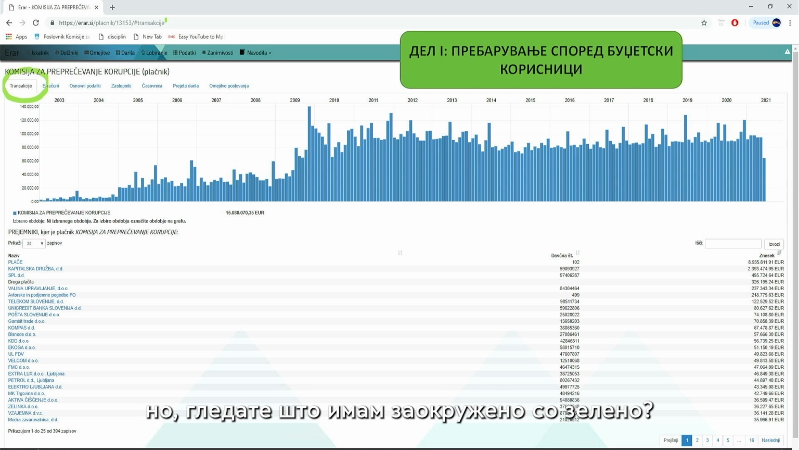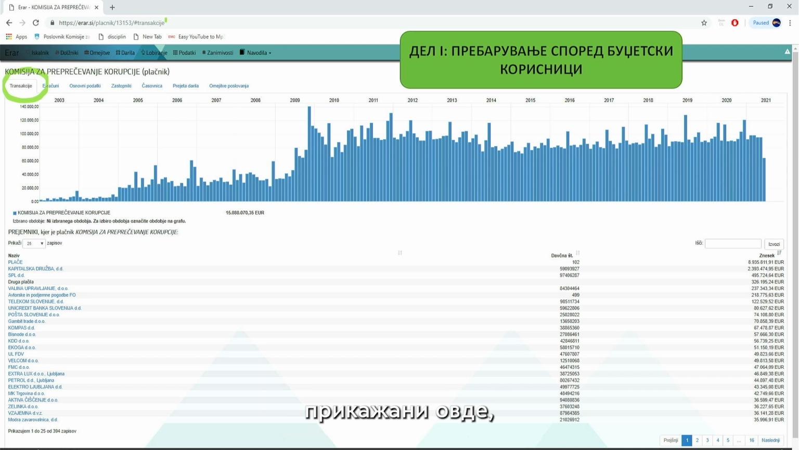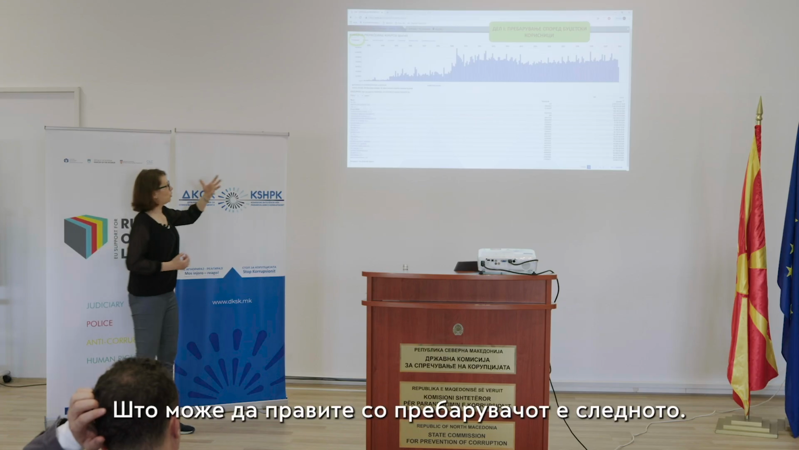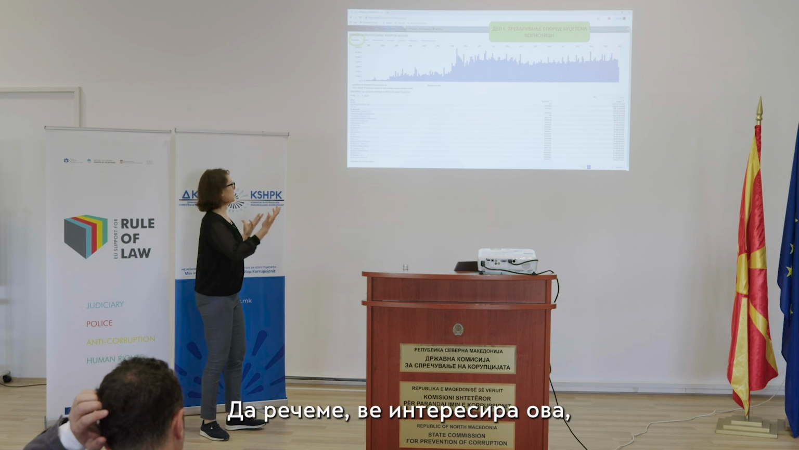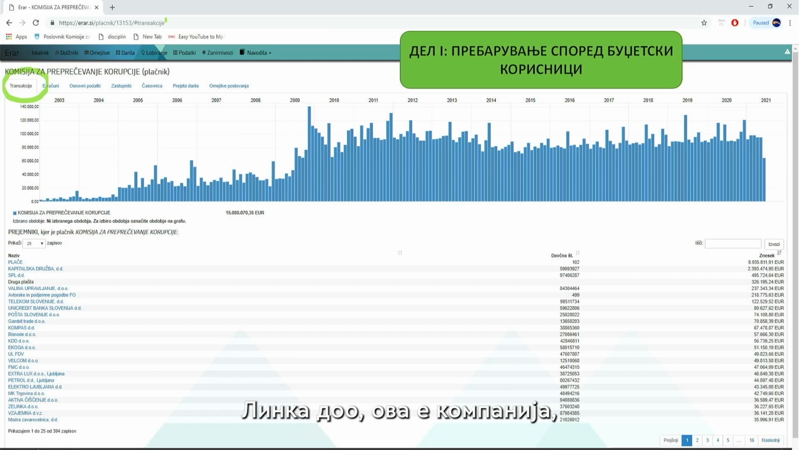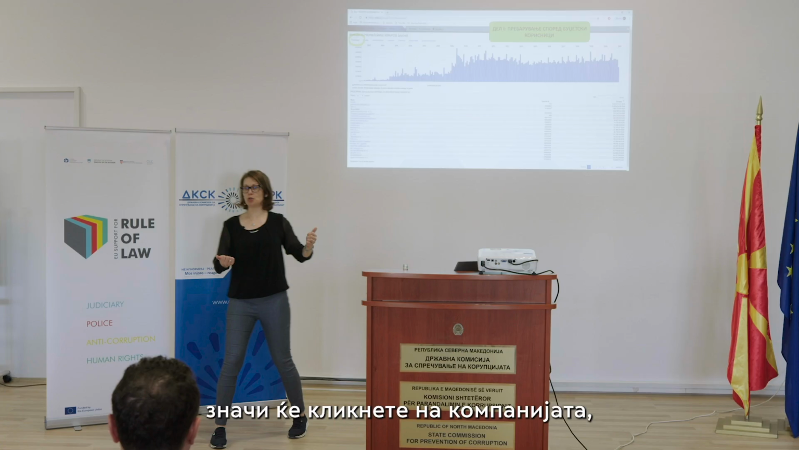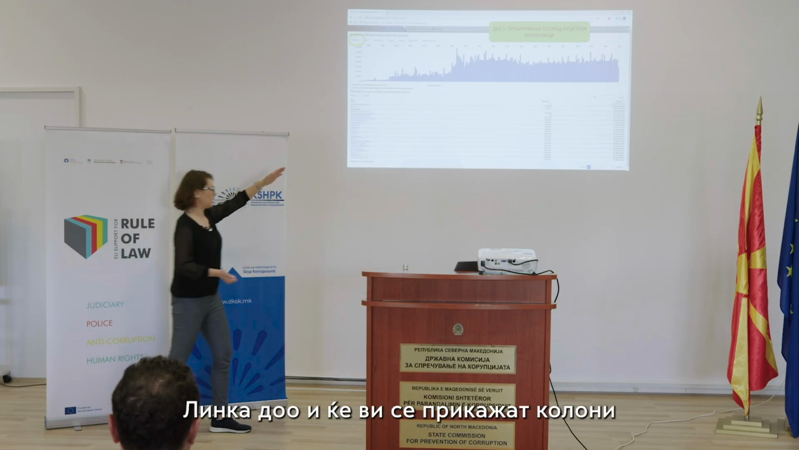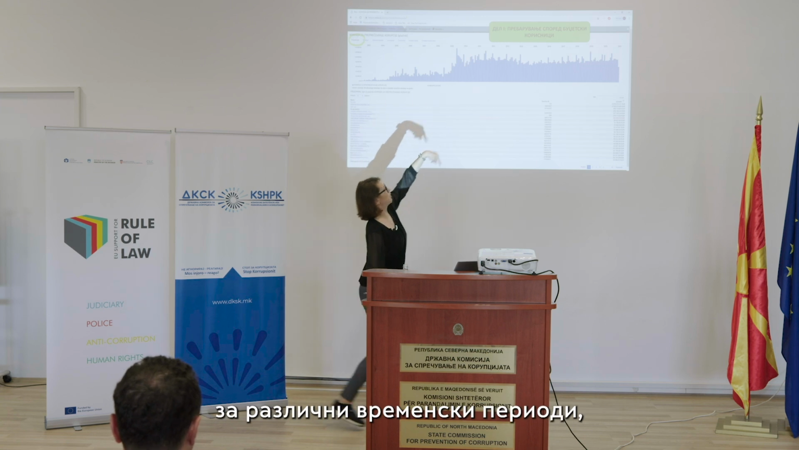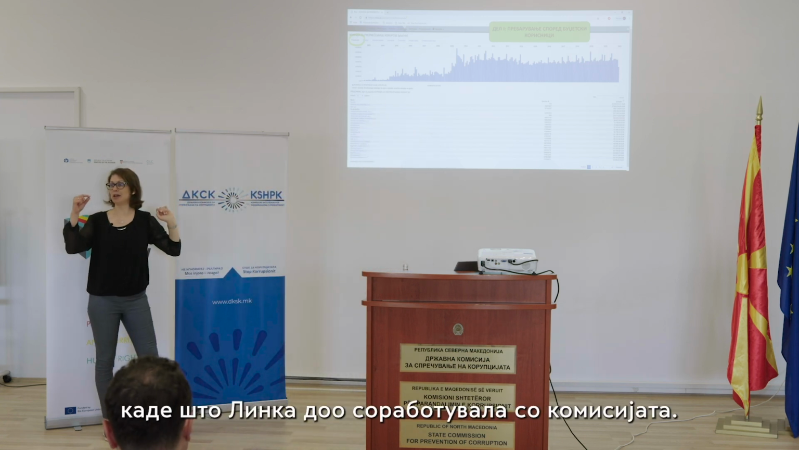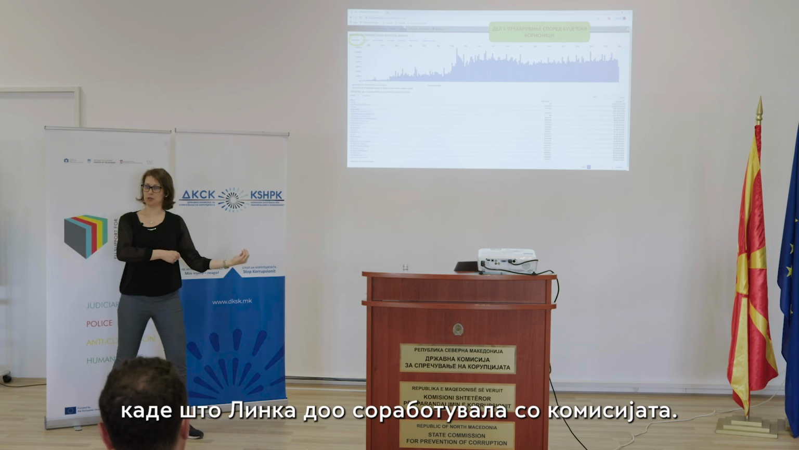But then you see what I circled in green. So the first is the transactions that you see. And the transactions are presented here from 2003 onwards, you see? And in 2003, we had a really low budget. That's why you have these columns that are small. Then the budget increased. What you can do with the search engine is you're, let's say, interested in, here it says Zelinka DOO. This is the company. So you would click on the company Zelinka DOO, and it would show you columns in various periods of time where Zelinka DOO did business with the commission.